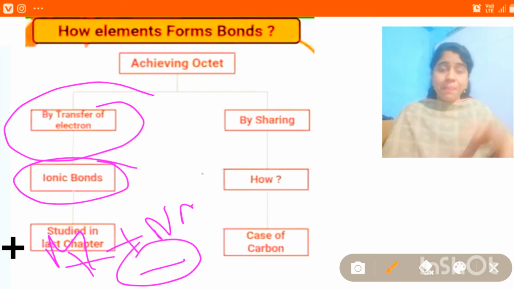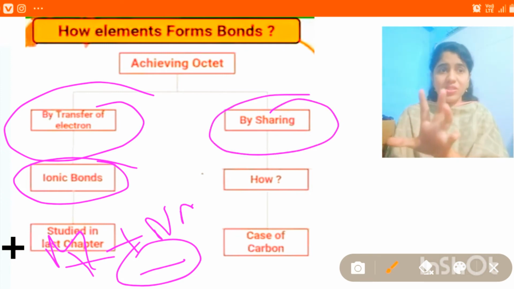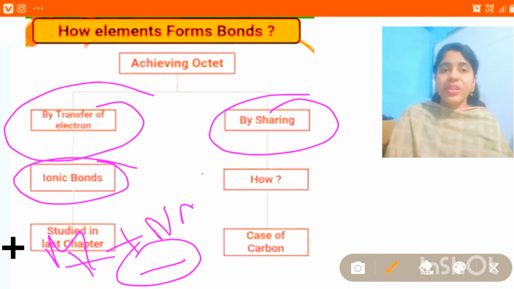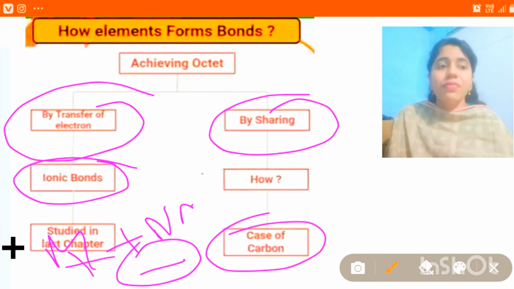When it comes to carbon, it is by sharing of electrons. The four valence electrons present in it can undergo sharing. So, in the case of carbon, we are going to study it in the further slides.